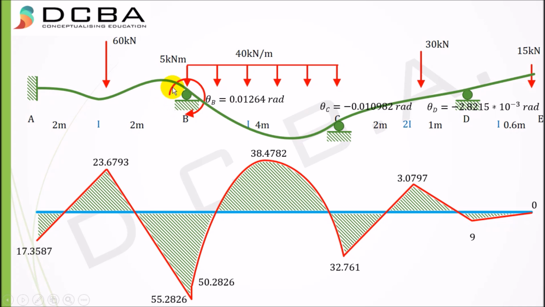Again, a point to note here is that theta B, since it is positive, is a clockwise rotation, which can be seen here that it has rotated my beam at support B in a clockwise manner. Okay, if this was the original axis of the beam, then the beam has been rotated in a clockwise manner. Again, here theta C is negative, therefore it is anti-clockwise rotation. As you can see here, the beam has been rotated in an anti-clockwise manner. If this was the original axis, then the beam has rotated in an anti-clockwise manner. Similarly at D as well. This is the deflected profile of my beam.